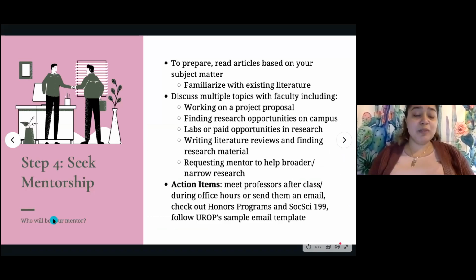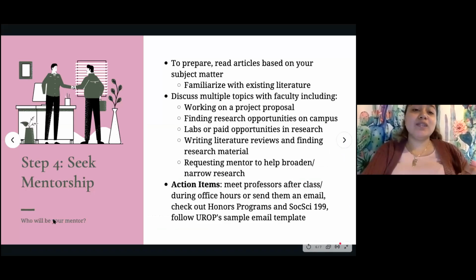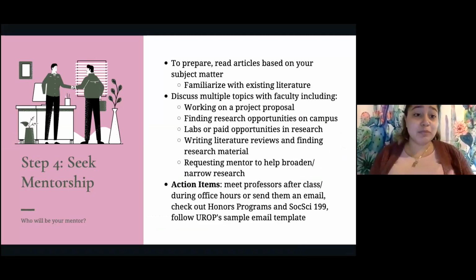And then our next step would be to seek a mentor. You want to have someone who is going to be able to guide you through your research, especially if research is something that is new to you and you don't have much experience with it. You want to find someone who has a level of expertise and is going to be able to be your mentor. To prepare, you want to be informed before you meet with your mentor. So you want to read articles, be familiar with the subject you're interested in, and be able to discuss certain things when you meet with the potential mentor.